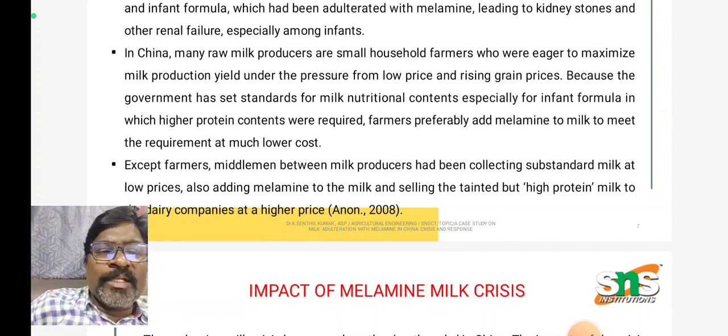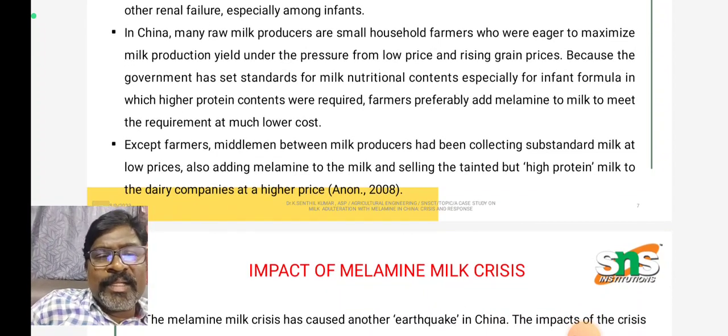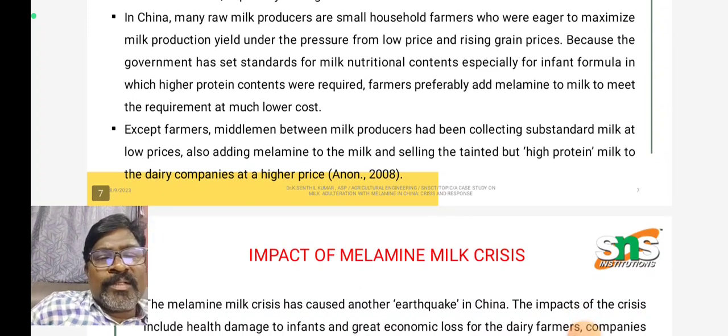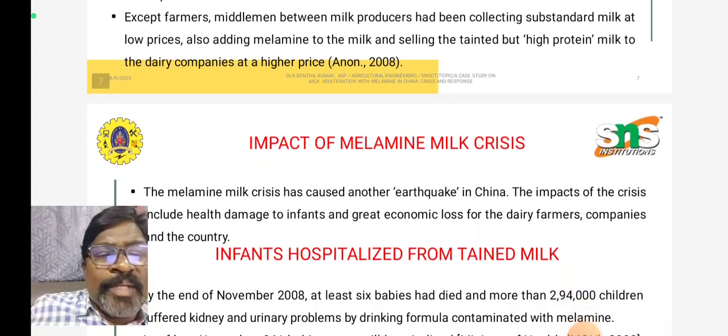Besides farmers, the middlemen between the milk producers have been collecting substandard milk at low prices. They are adding melamine to the milk and selling the tainted milk as high-protein milk to the dairy companies at a very high cost. The impact of the melamine milk crisis.